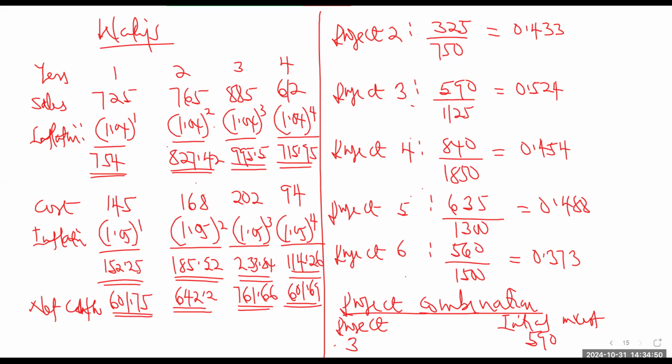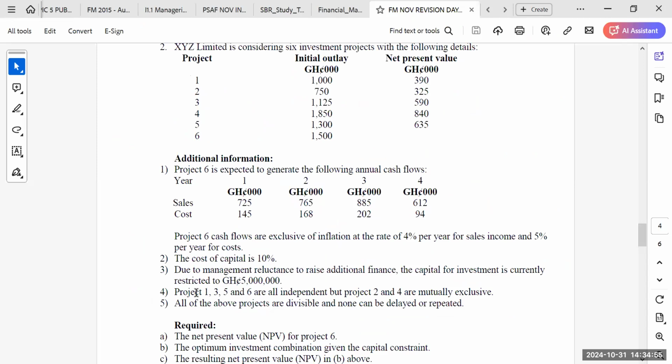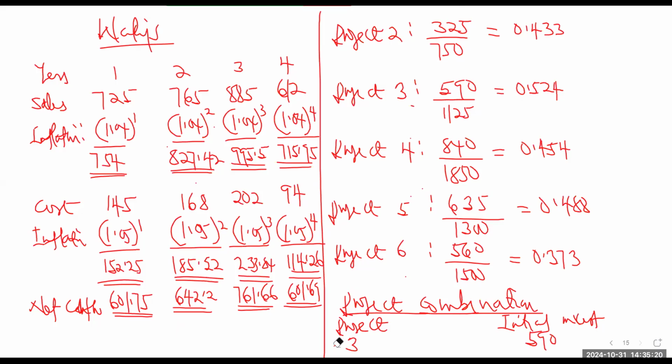Yes. Please, as you are selecting the project, you have to be looking at what they are telling you. They are saying that the initial investment is 1,125. If you are selecting a project, you have to pay attention to this one. Projects 1, 2, 3, 5, and 6 are all independent, but projects 2 and 4 are mutually exclusive. So you cannot undertake projects 2 and 4 at the same time. So you have to pay attention to that particular one. So that will give us 1125, keeping 3 zeros at the top.